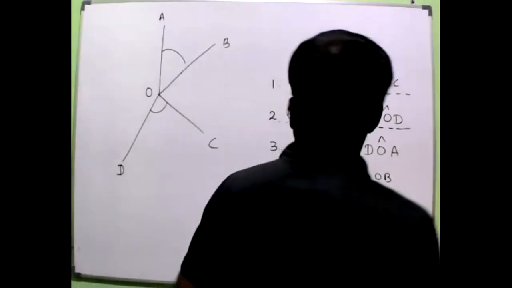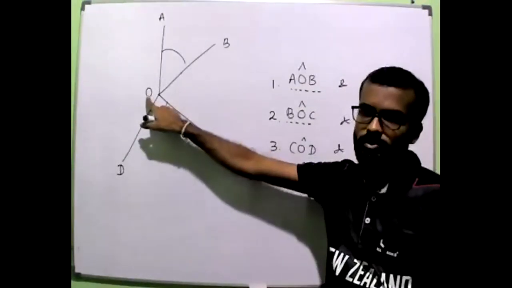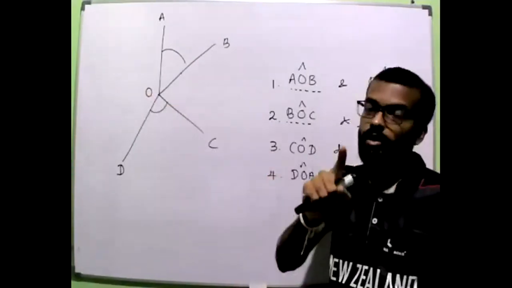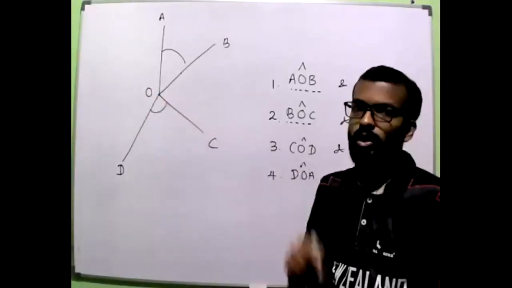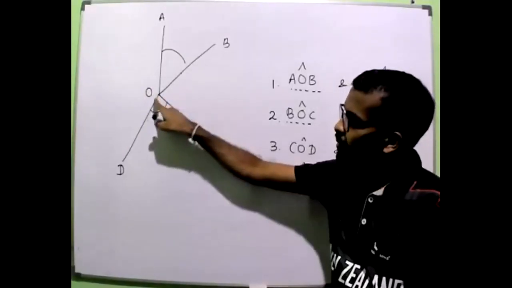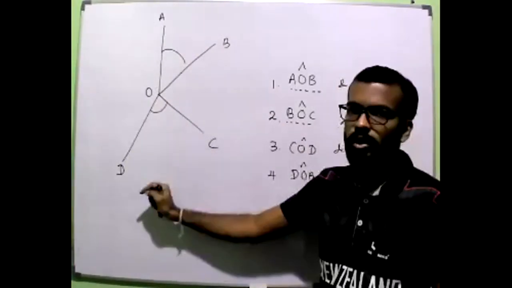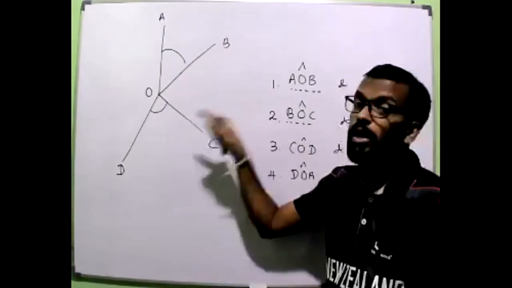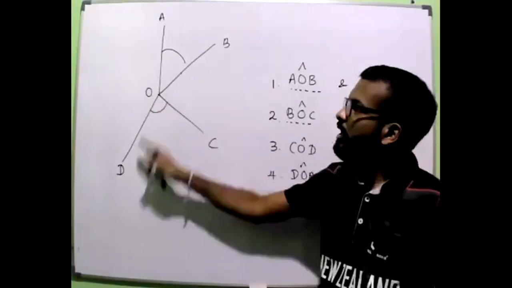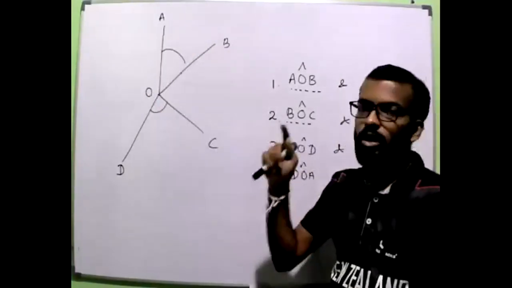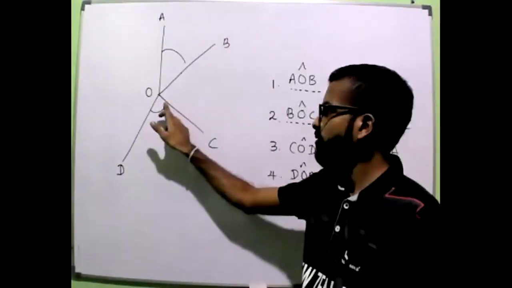Why is that? They have a common vertex, but they don't have a common arm. Here you can find a common vertex for AOB and COD, but they do not have a common arm. Therefore, COD and AOB angles are not adjacent angles. Keep that in your mind.